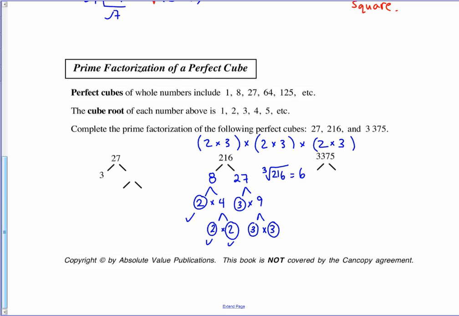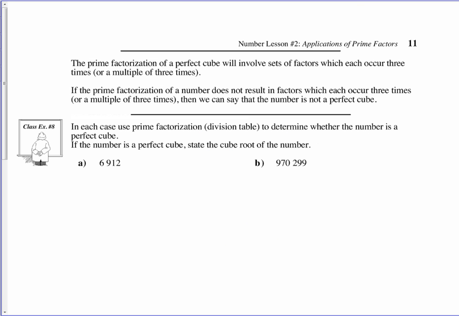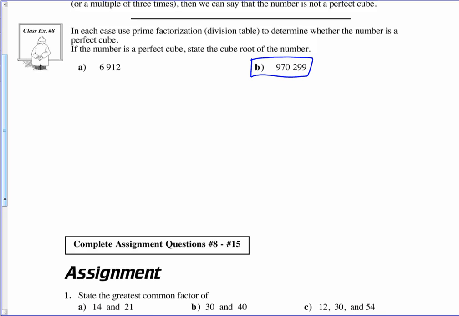What's the next page? We'll do one more. Let's look at the last question, number 8. It says, in each case, use prime factorization to determine whether the number is a perfect cube. Okay, we're going to do B, because that one looks like fun. I obviously don't get out much. This is my idea of fun.